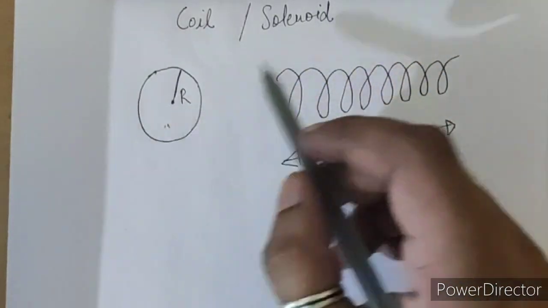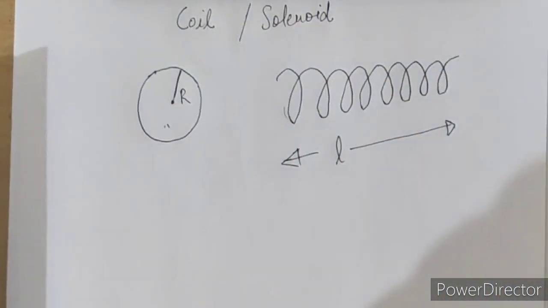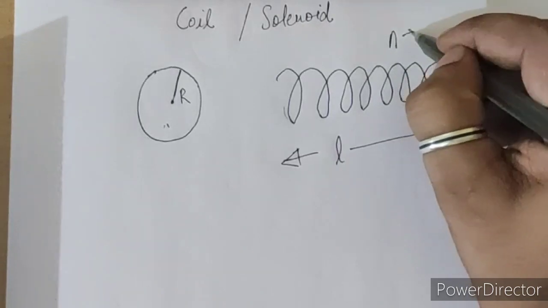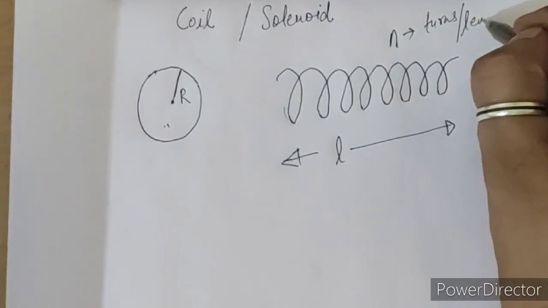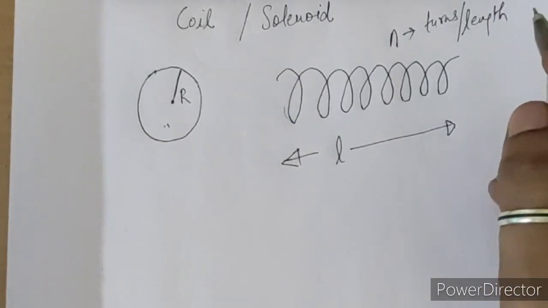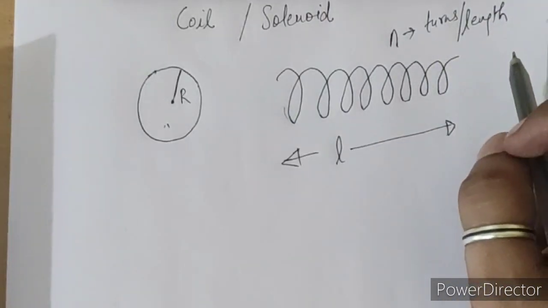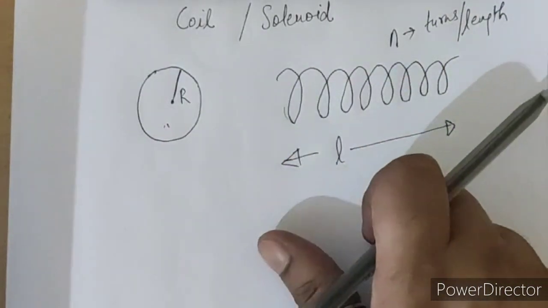This is a single coil which is wrapped up many times, and say there are n number of turns. This is the number of turns per unit length. So if you talk about the total number of coils, it will be n times L coils in this solenoid.